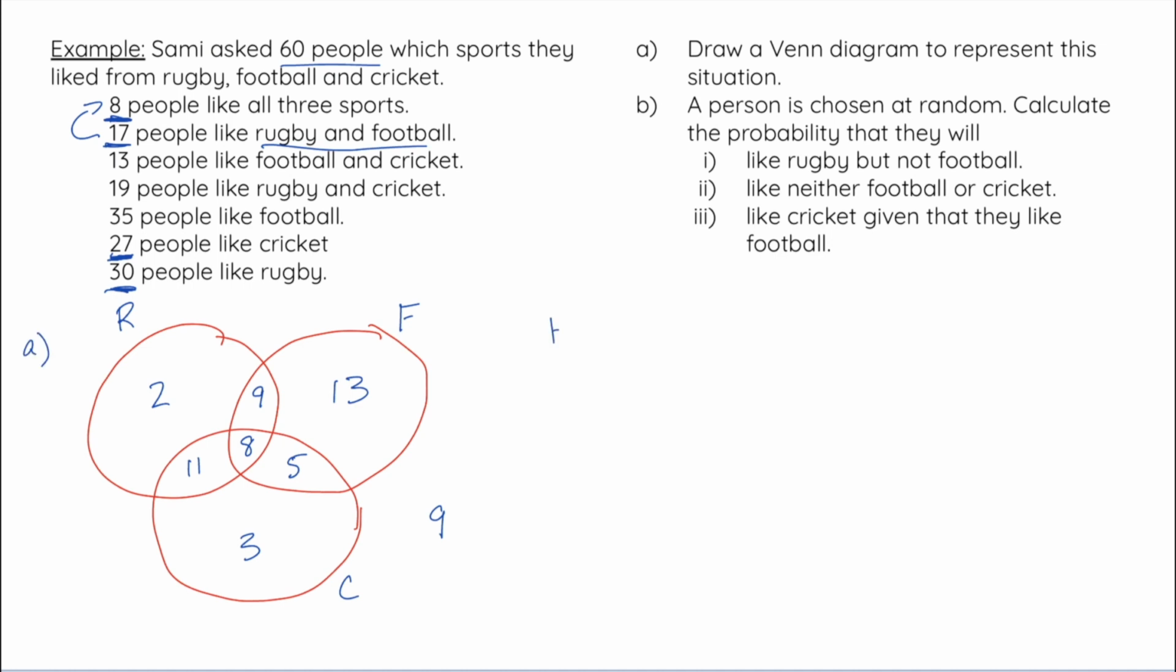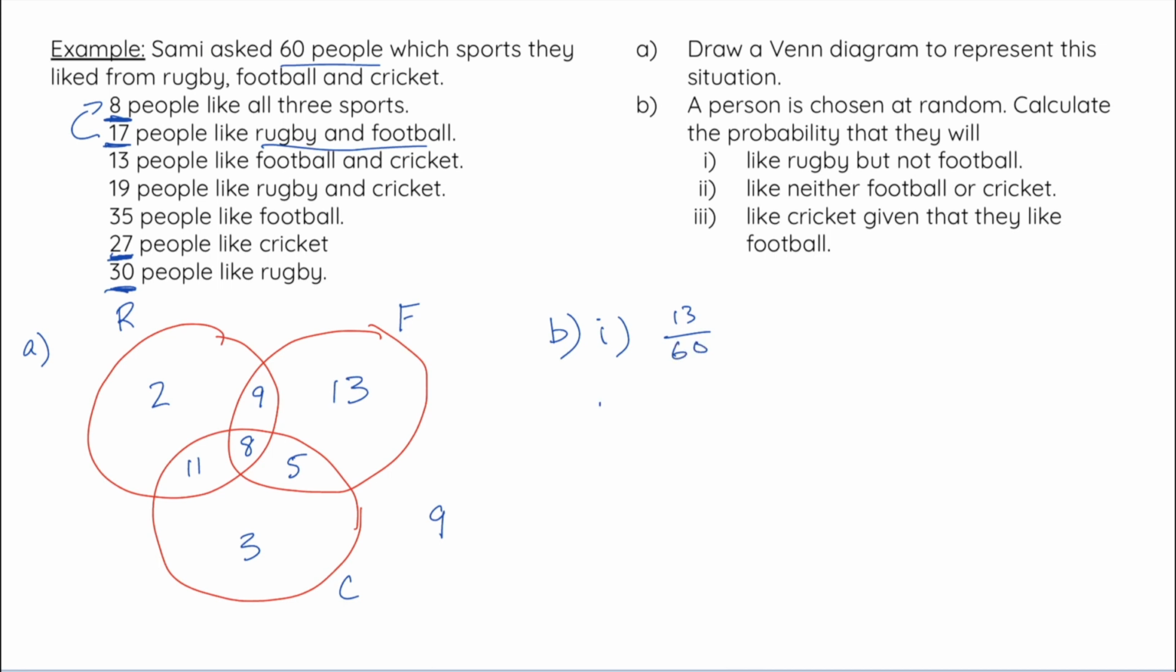Now question B is asking us to do some calculations from here. So we're going to choose a person at random and calculate the probability. Now in part 1, we're going to calculate the probability that they will like rugby but not football. So how many people in this section here like rugby but do not like football? Well, definitely these 2 people, and then these 11 people. They like rugby, they don't like football. We can't use these numbers here because they like football. So that would give us a probability of 13 out of 60.